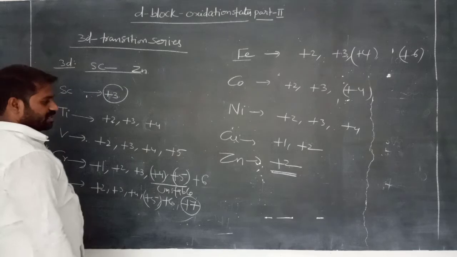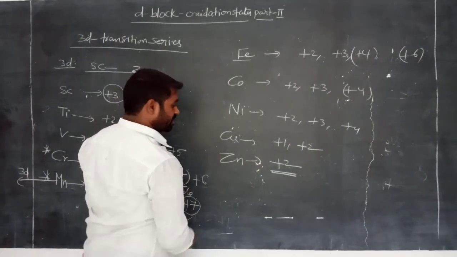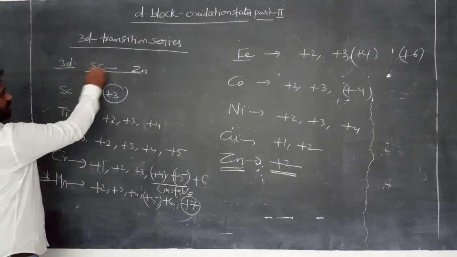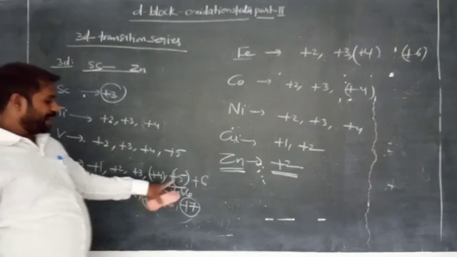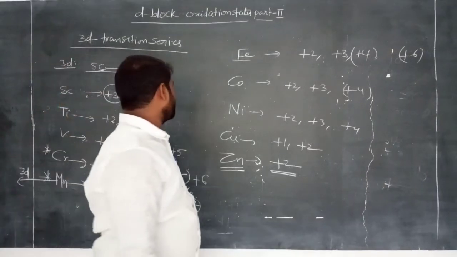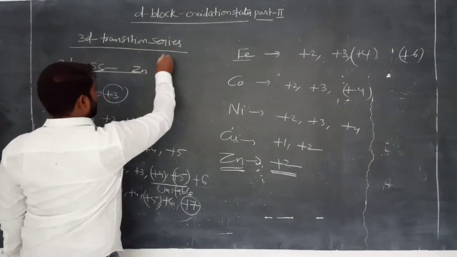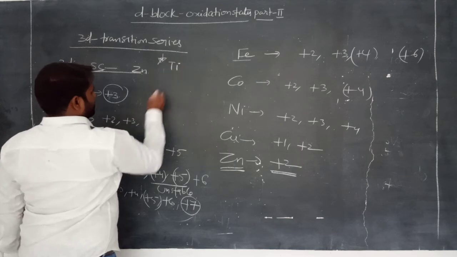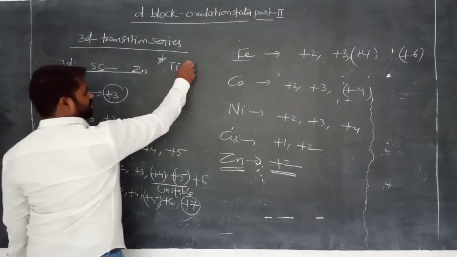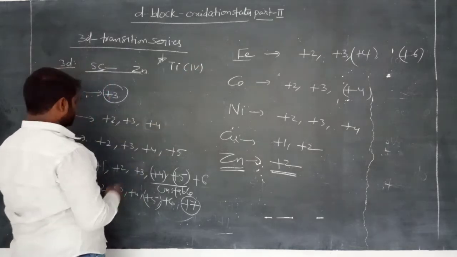Okay, is it clear? Here zinc does not have a variable oxidation state like scandium. Remember this, I already told that. Those in parentheses, in this bracket, are unstable oxidation states, remember this. Here, for titanium, these are all stable, but the most stable oxidation state is +4.